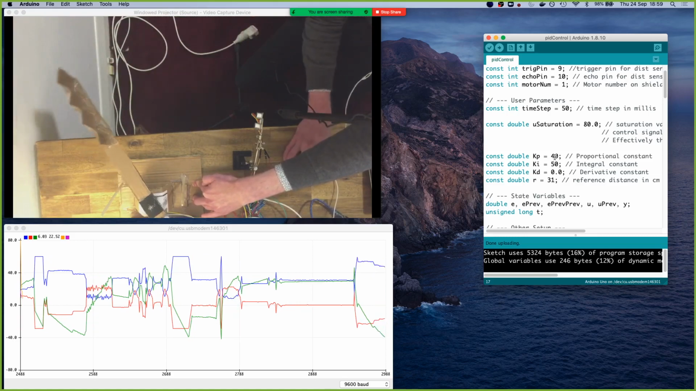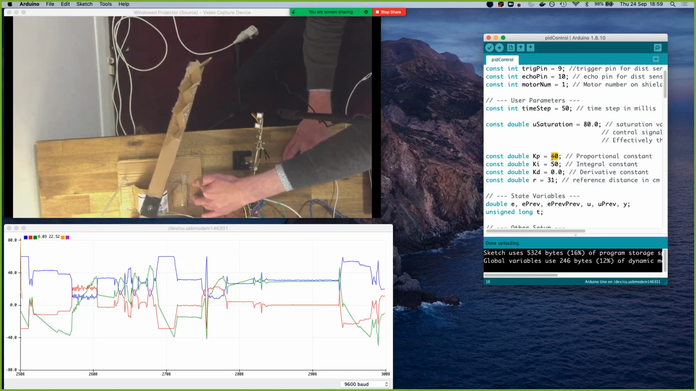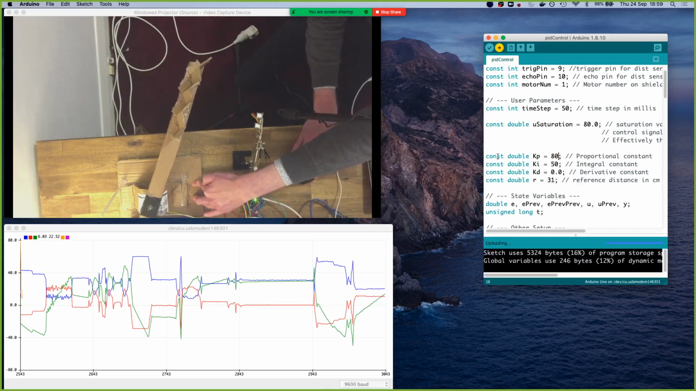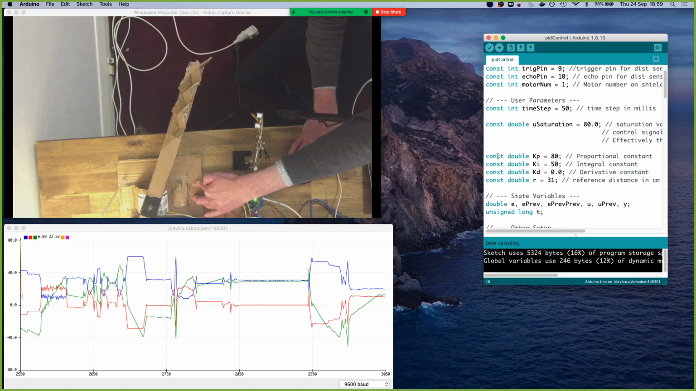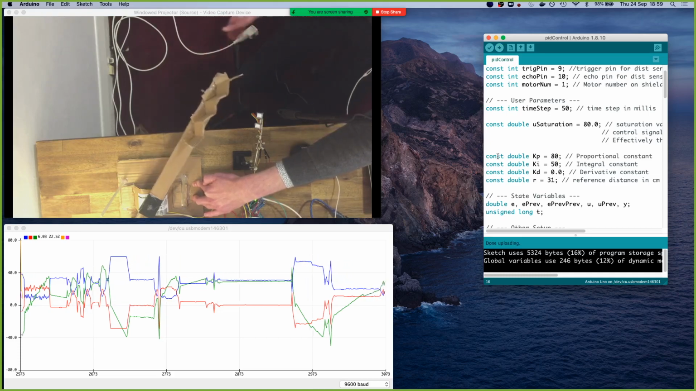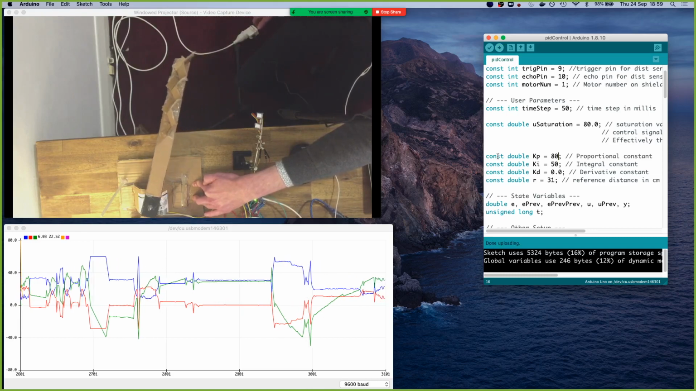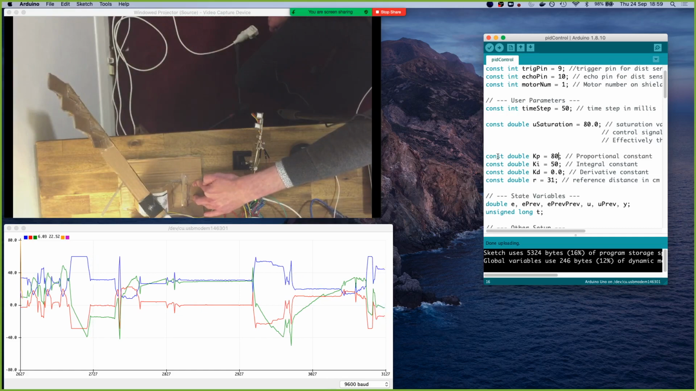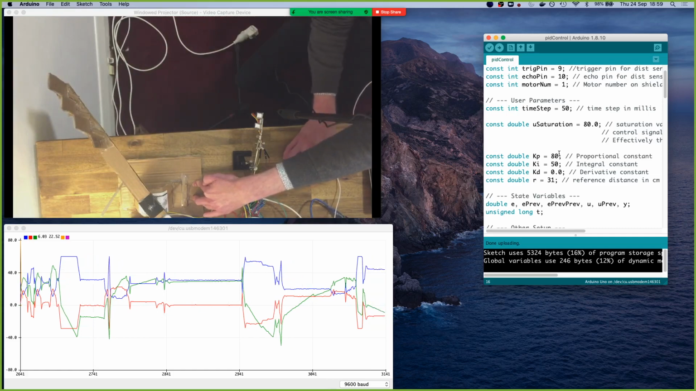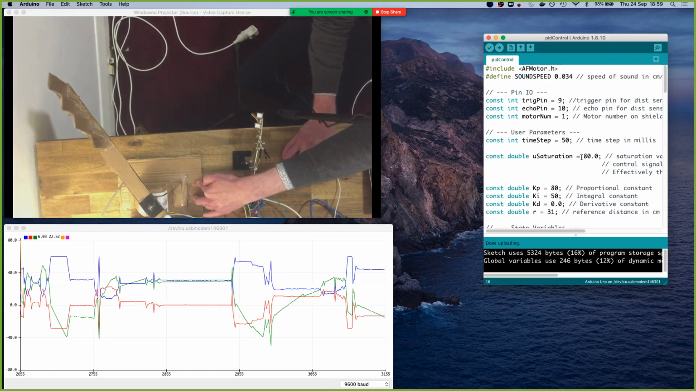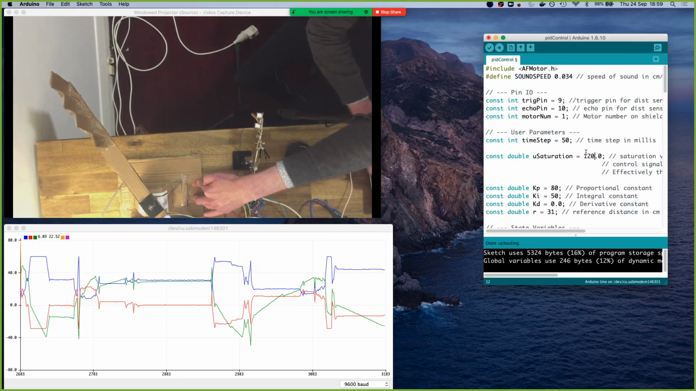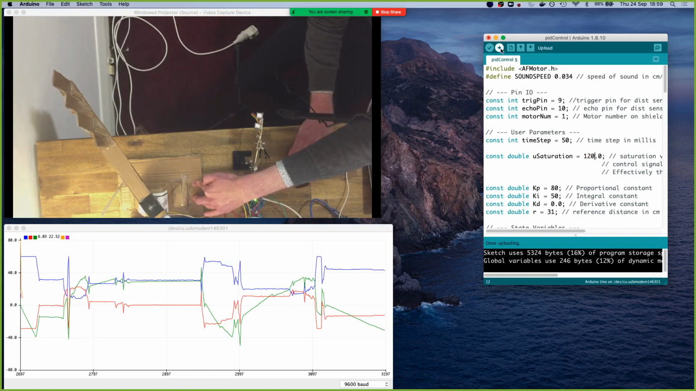Let's have a play around a bit. Let's bump up the Kp. Why not? See if we can get something more fun happening. Let's even go up and change the motor saturation up a bit. Let's go up to 120, get a bit more speed happening.